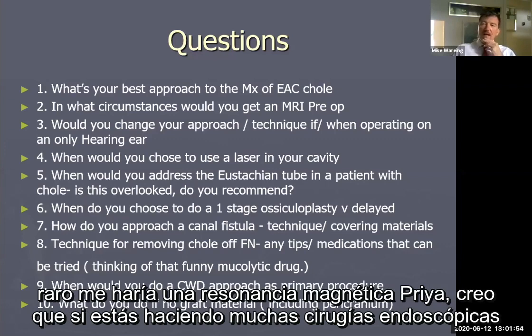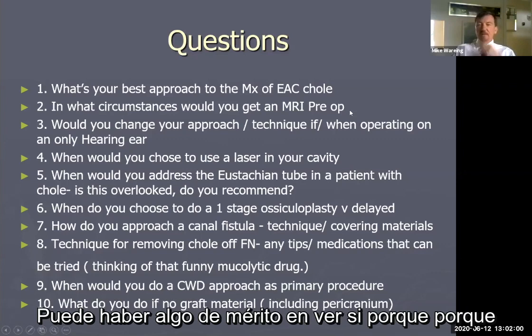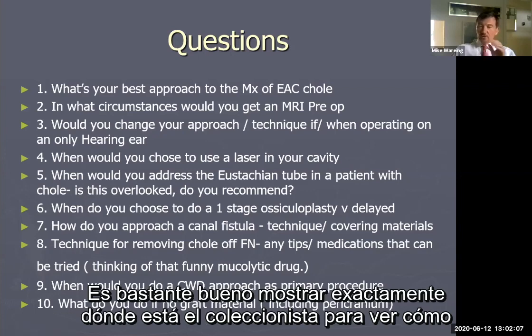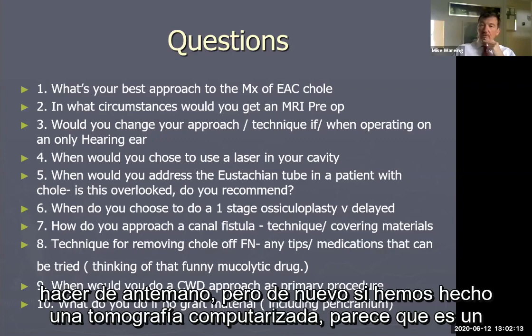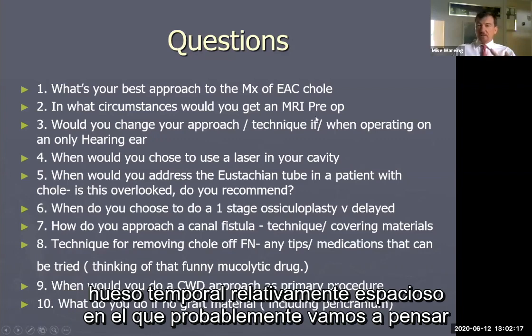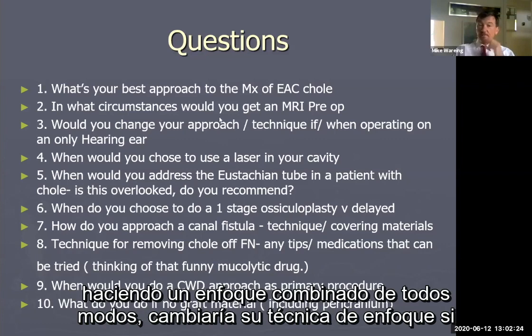So it's pretty rare I would get an MRI pre-op. I think if you're doing a lot of endoscopic surgery, then there may be some merit in seeing whether or not, because it's quite good to show exactly where the cholesteatoma is, to see how much it goes back into the cavity, because that may alter what you're going to do beforehand. But again, if we've done a CT scan and it looks like it's a relatively capacious temporal bone, we're probably going to be thinking about doing a combined approach anyway.